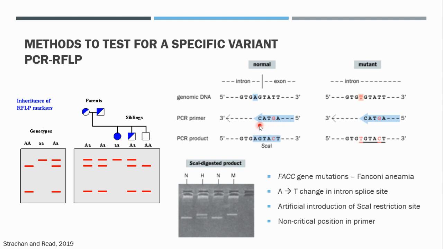The PCR primer is designed upstream of the SNP, and it also artificially introduces a SCAR1 restriction site which encompasses the SNP. And therefore, when we amplify this region by PCR and digest this region, we will then get digestion of the product in the normal individual, but patients who had the mutation would have an undigested PCR product.